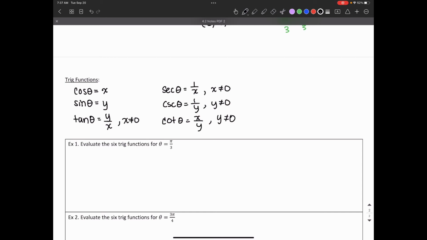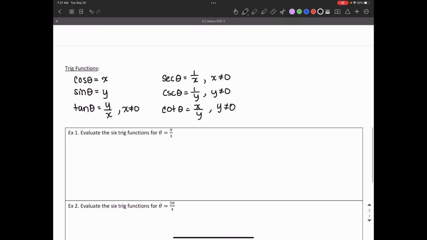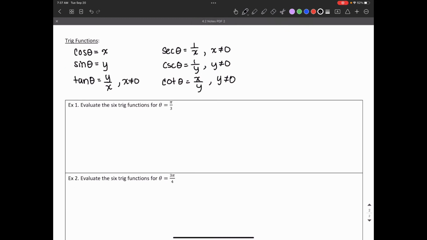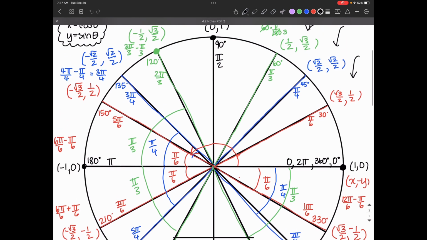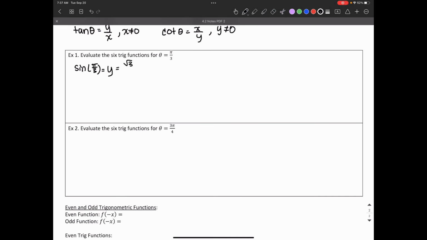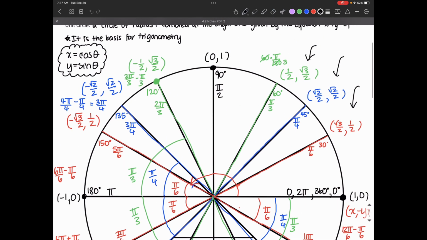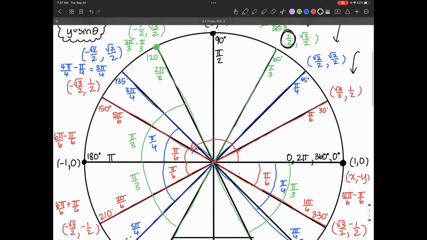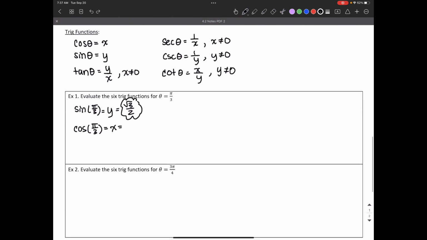I want to do an example of evaluating the 6 trig functions for theta equals pi over 3. So I'm going to do sine of pi over 3, which I know is the y value in the unit circle. So I'm going to look at pi over 3, and the y value is the square root of 3 over 2. So it's going to be equal to the square root of 3 over 2. For cosine of pi over 3, I know that's the x value for pi over 3 on the unit circle. So for pi over 3, it's 1/2. So I'm going to put that here, 1/2.